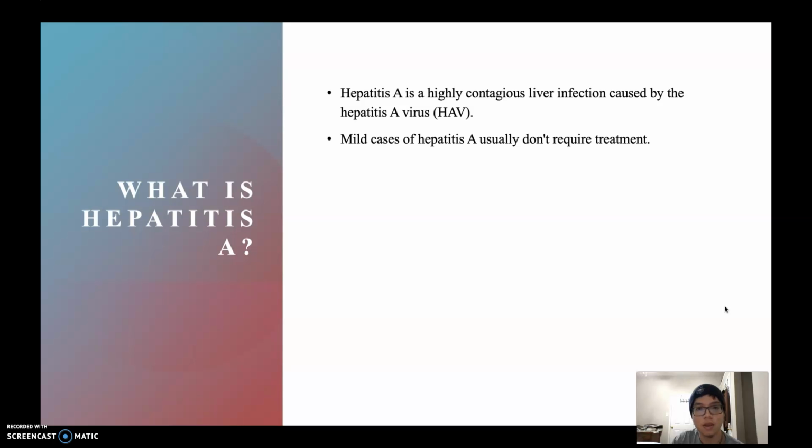So hepatitis A is a highly contagious liver infection caused by the hepatitis A virus, HAV. The virus is one of the several types of hepatitis that cause inflammation and affect your liver's ability to function. Mild cases of hepatitis A usually don't require treatment. However, some severe cases require treatment for several months.